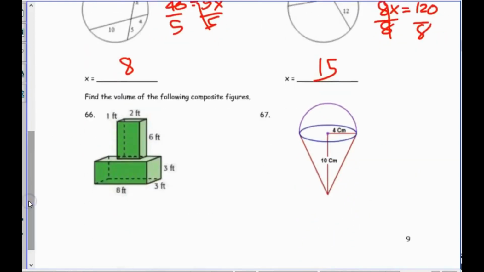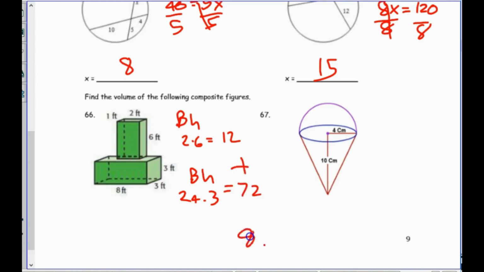Down here, volume of the following composite figures. Big BH up top, big BH on the bottom. It's 24 times the height, which is 3. 24 times 3 is 72. I take these two numbers and add them up, and I get 84 feet cubed.